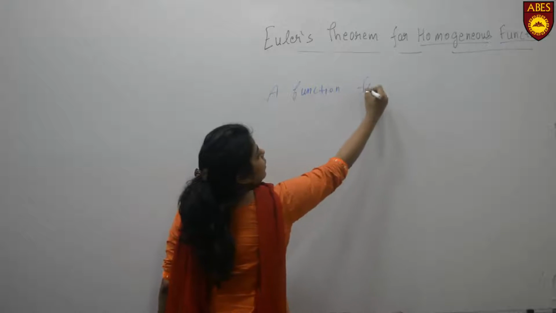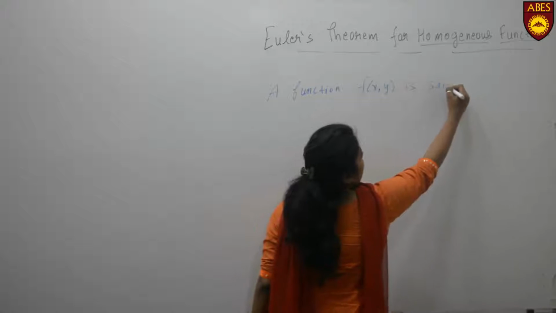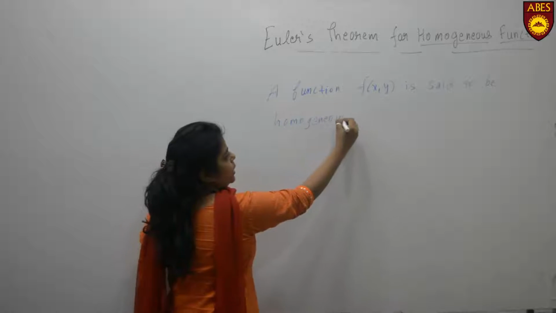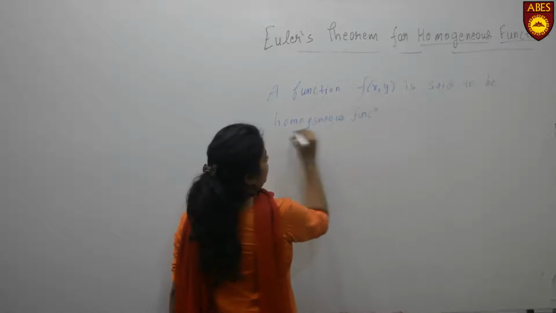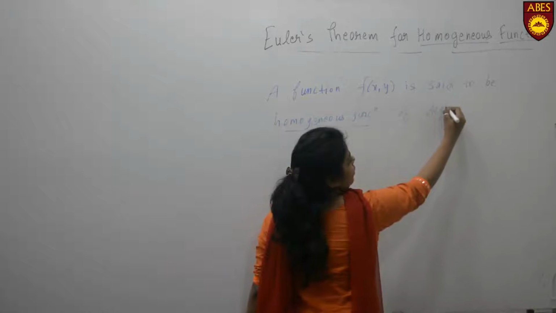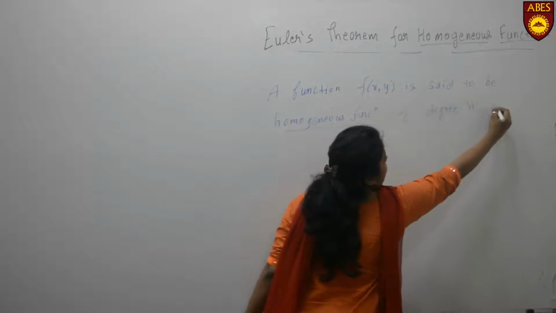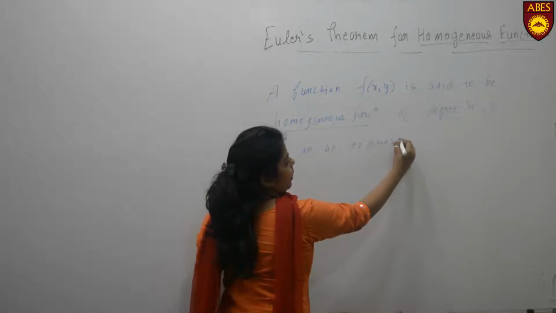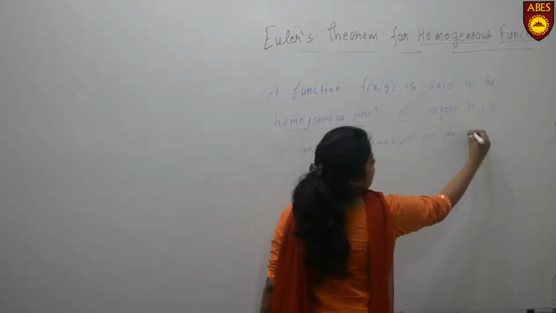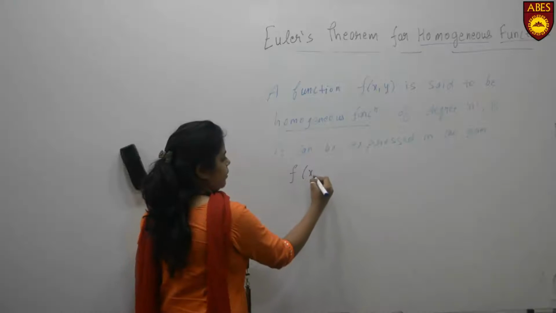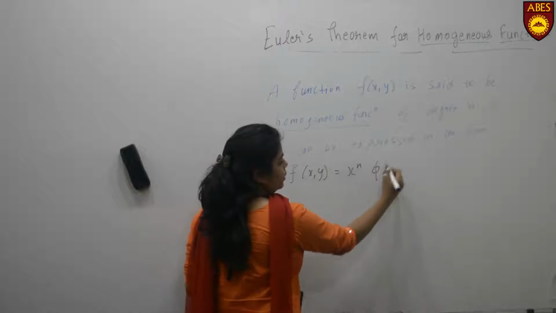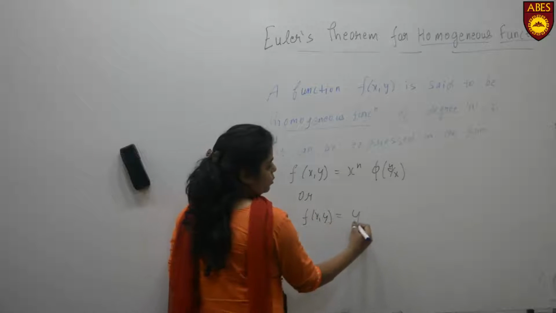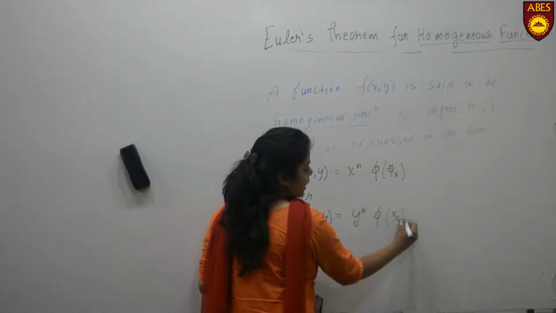A function f of xy is said to be a homogeneous function of degree n if it can be expressed in the form f of xy equals x to the power n phi of y by x, or f of xy equals y to the power n phi of x by y.